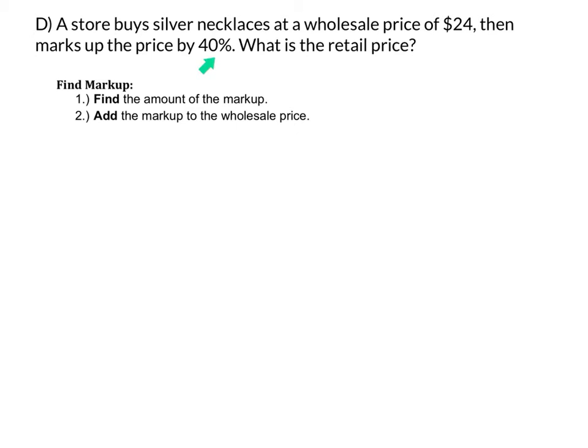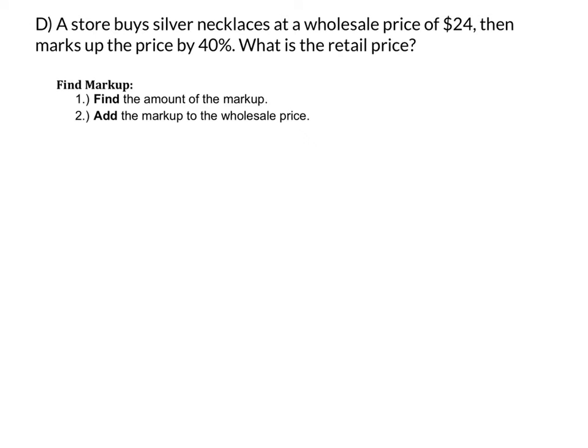Then they mark up the price by 40%. They increase the price and then sell it to the customers. That's how the stores actually make money, by marking up the prices. So the retail price is the price that the customers actually have to pay. So in order to find that, we have to find the markup of the necklaces. How much extra money is the store going to add to the price so that they can make money?